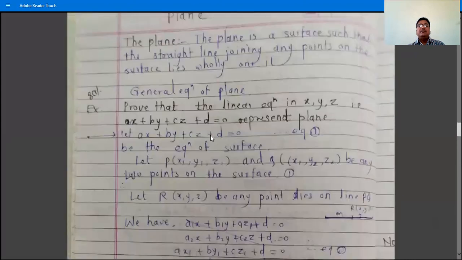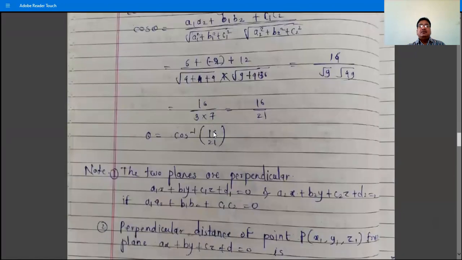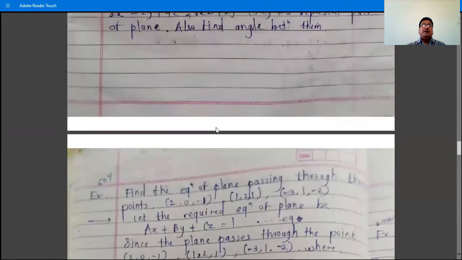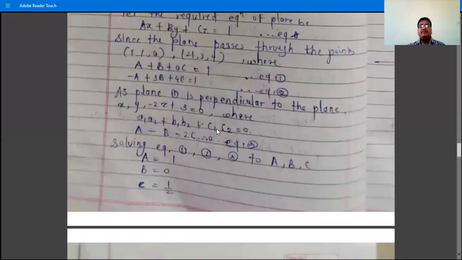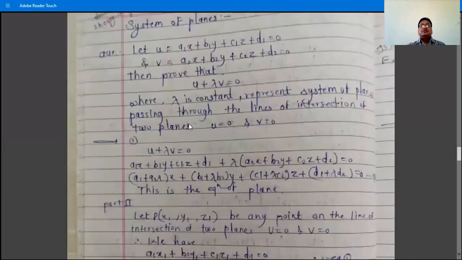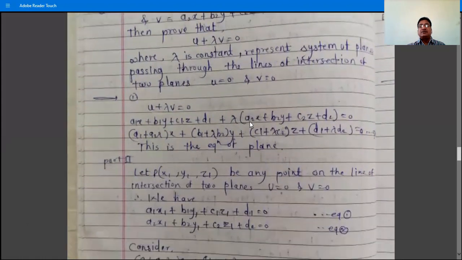In the topic of the plane, we find the equation of a plane passing through or containing the line of intersection. This is the system of planes. U equals 0, where U is a1x plus b1y plus c1z plus d1 equals 0, and V is a2x plus b2y plus c2z plus d2 equals 0. Then U plus lambda V equals 0 is the equation of the plane passing through the line of intersection of these two planes, U equals 0 and V equals 0.